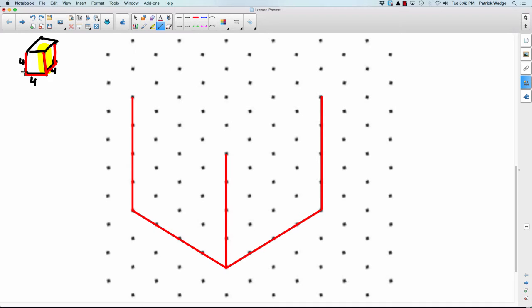Look, all these three lines here are parallel in the drawing, in the real object, I should say. In my real object, they're all parallel. They're all parallel here as well.